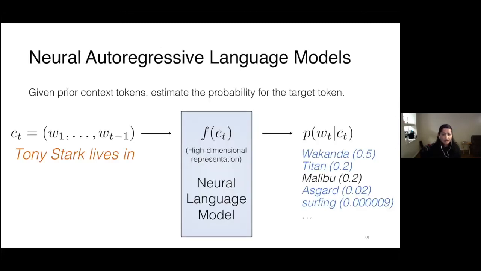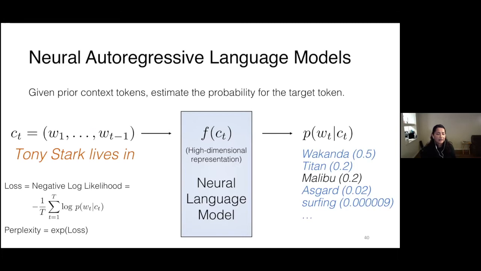So I'll first start by defining the neural autoregressive language model. These models typically take as input some prior context, like Tony Stark lives in, denoted by C sub t. And the model F maps this to a high dimensional representation, which is then used to estimate a probability distribution for the target token W sub t. And in this talk, this type of an autoregressive model is the basis for all our experiments. And model performance is evaluated using perplexity, which measures how well the model can predict the test data. And lower values of perplexity indicate a better model.